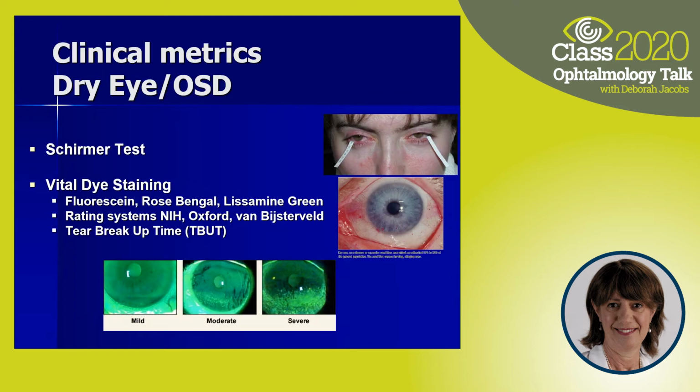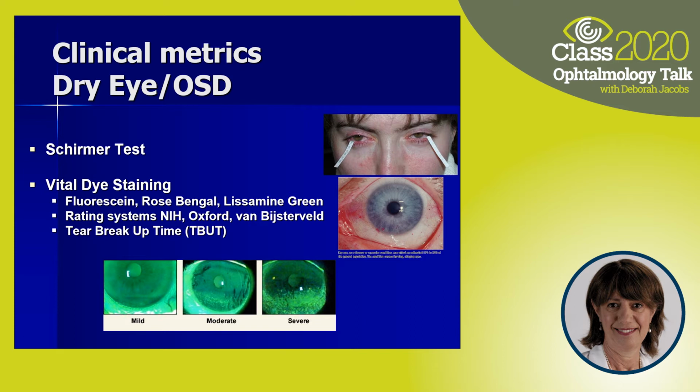The clinical metrics most commonly used for dry eye disease are the Schirmer test, shown on the right, which can be done with or without anesthetic, and vital dye staining. For vital dye staining, we can use fluorescein, rose bengal, or lissamine green, which each give us different clues. There's the clinical rating system below, or we can use more quantitative ones, such as NIH, Oxford, and van Bijsterveld, that are all very helpful for research.